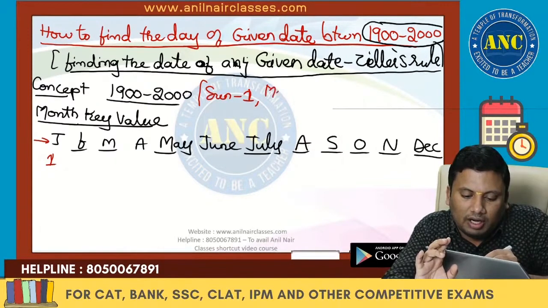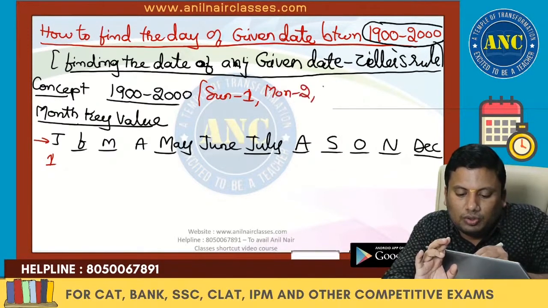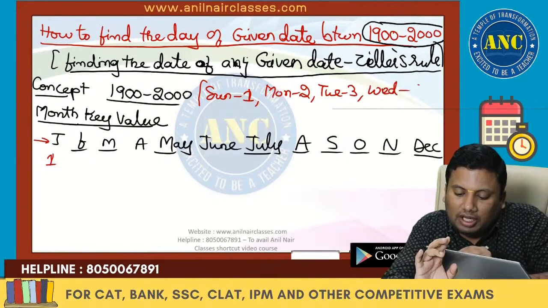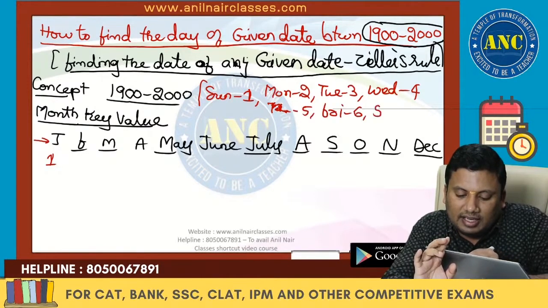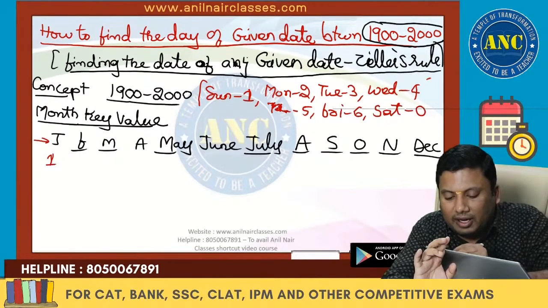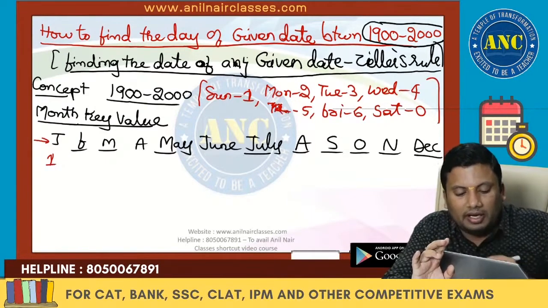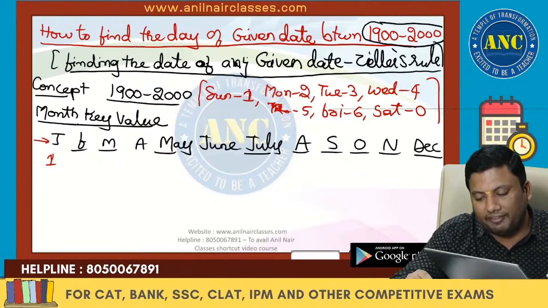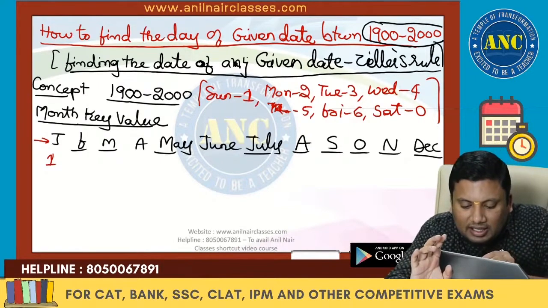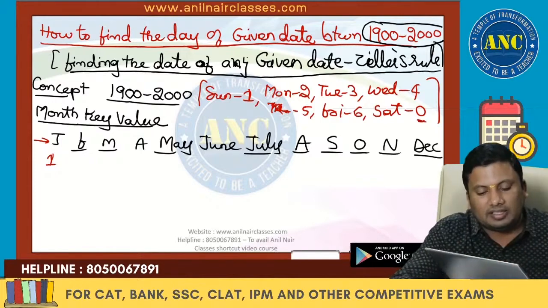Sunday is 1, Monday is 2, Tuesday is 3, Wednesday is 4, Thursday is 5, Friday is 6, Saturday is 7. 7 divided by 7, remainder 0. So Sunday 1, Monday 2, Tuesday 3, Wednesday 4, Thursday 5, Friday 6 and Saturday 0.